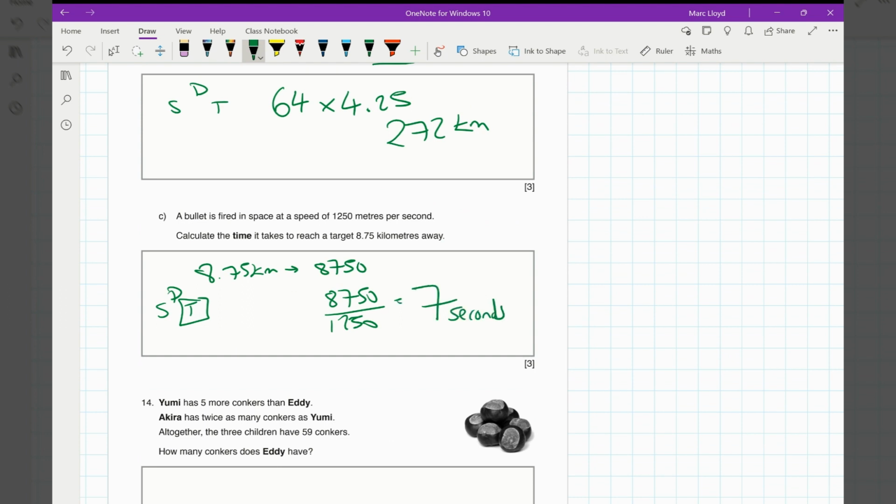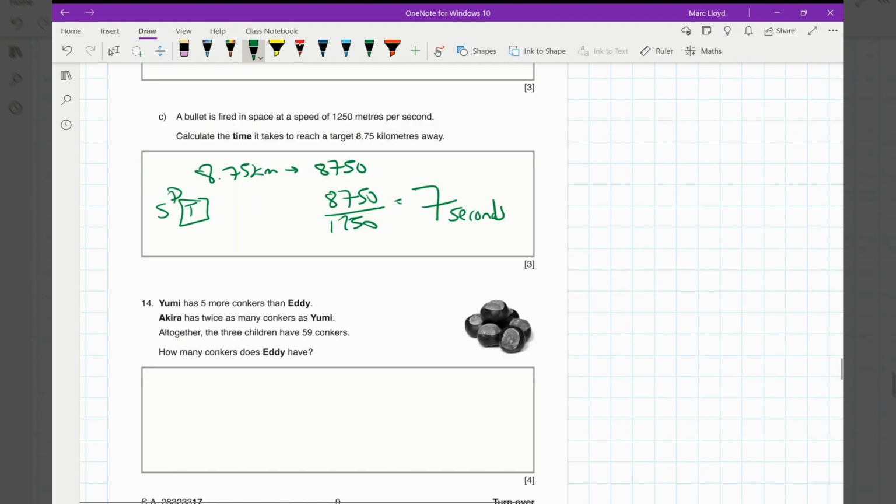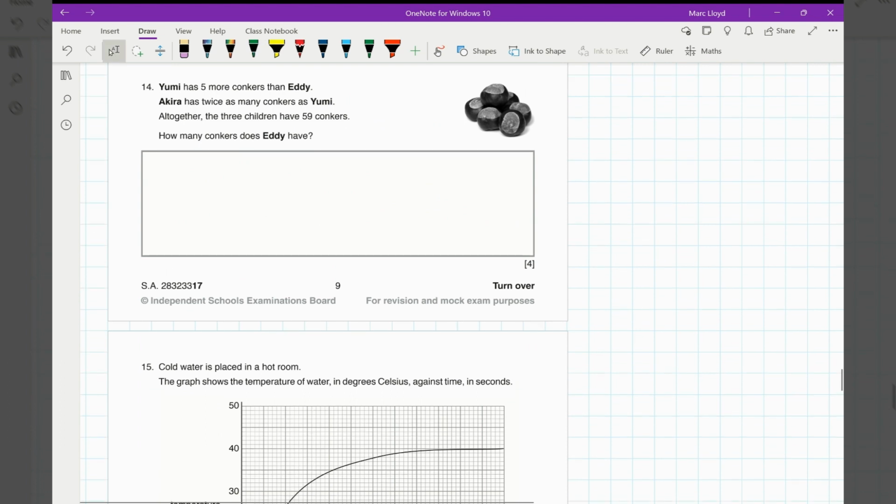Please do use that formula triangle because it does make things really easy when you're trying to work out what calculations to do, whether it's multiply or divide.